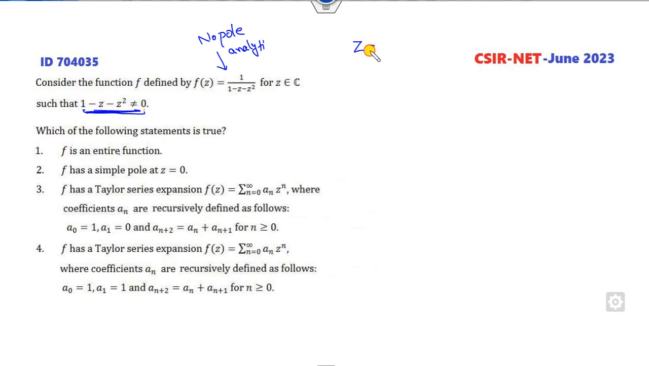If you define a function like p by q, we usually define the fraction when the denominator is non-zero, because here it is written as z belongs to C. So definitely, what is the meaning of that? You define C minus the points where the denominator is 0. So now look at that.